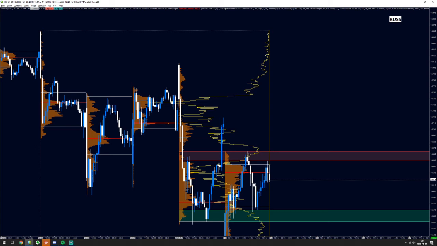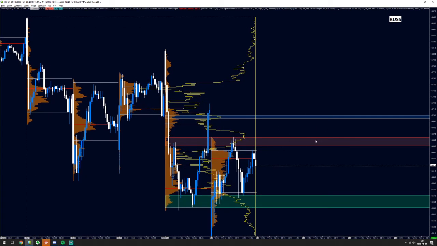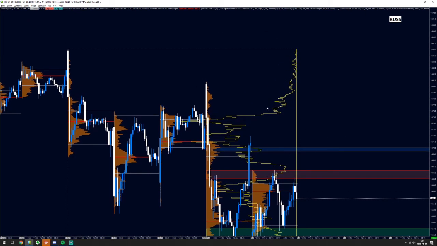I think this is worthy of taking note of. We see that act as support and resistance a few times. So if we did go imbalanced up, this would be a good target for you to take a scale.